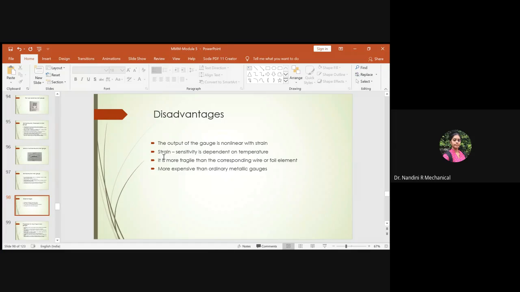And the second one is that the strain sensitivity is dependent on temperature.